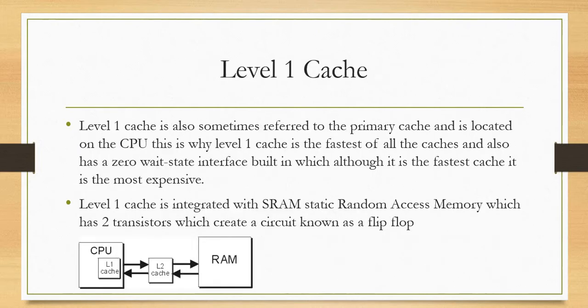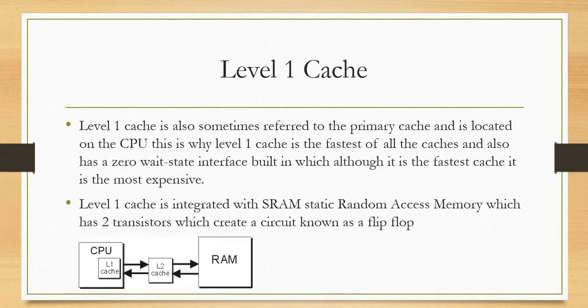So level 1 cache. Level 1 cache is also sometimes referred to as the primary cache, and it's located on the CPU, as you can see in the picture. And this is why level 1 cache is the fastest of all the caches, because it's on the CPU. It also has a zero wait state interface built into it, which is also why it is the fastest cache. It is the most expensive.